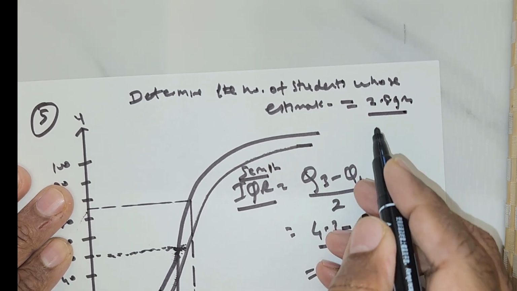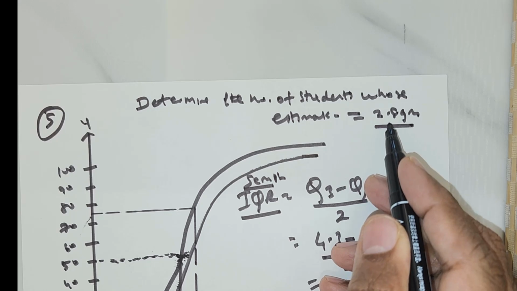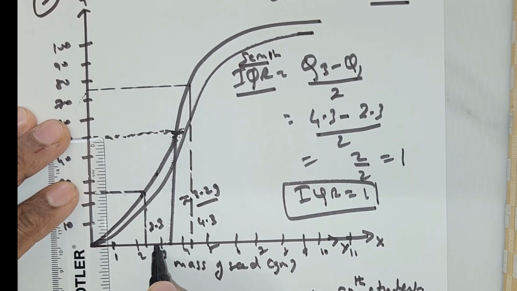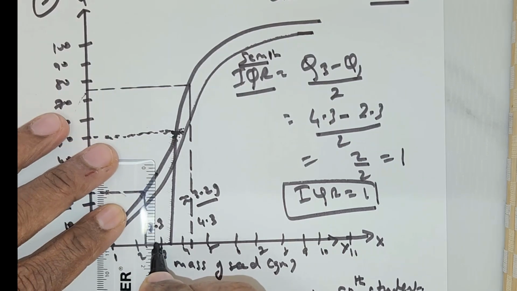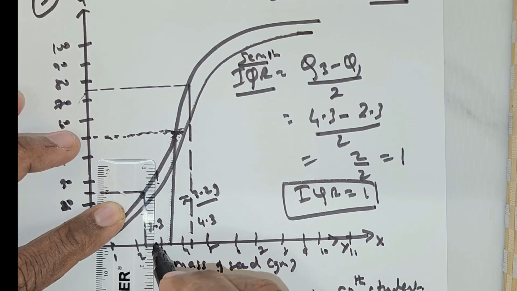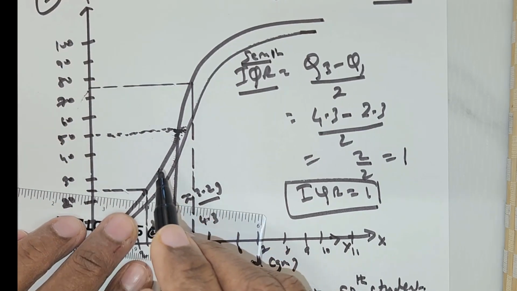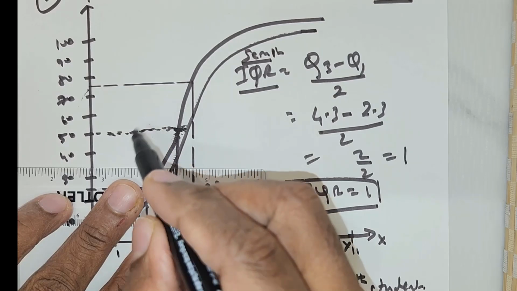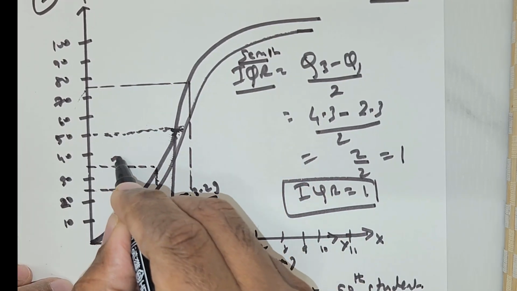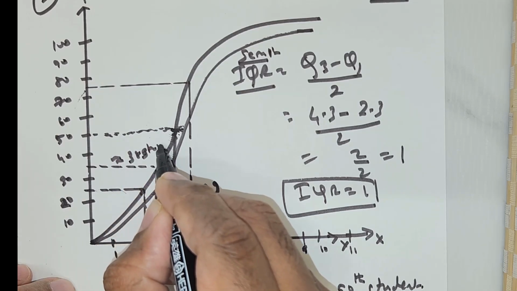So we want to find the number of students who have reported the mass of the seed to be 2.8 grams. What you have to do is go over here, locate 2.8, and move up from 2.8. As I mentioned to you, the graph is not to scale. If you hit this point, this is approximately 38 students. You will have an answer of 38 students.